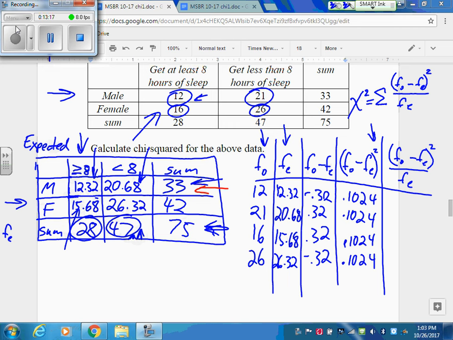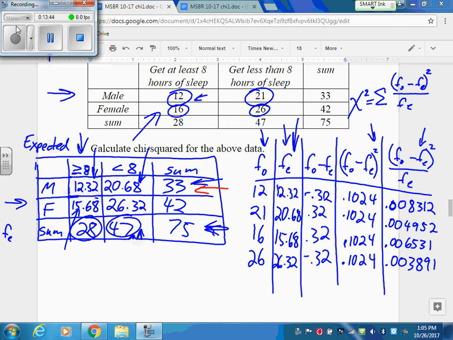And now my last step is to take everything I've done so far, the f sub o minus f sub e quantity squared, and then I'm dividing it by the f sub e. You might say, well, I have the same values already for everything, so I must have the same values here. But you'll notice that my f sub e column, which is the second column right here, has a different value for every single row. So I need to do each of these separately. And I'm going to pause the video and do all this math, so that you can just see that jump in.